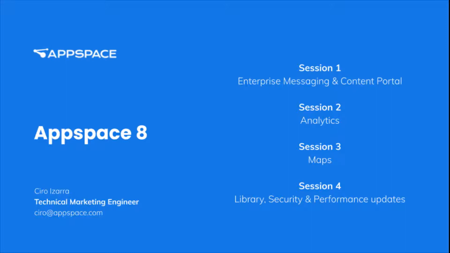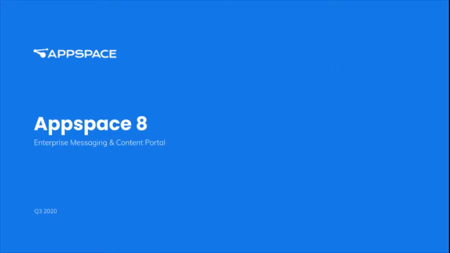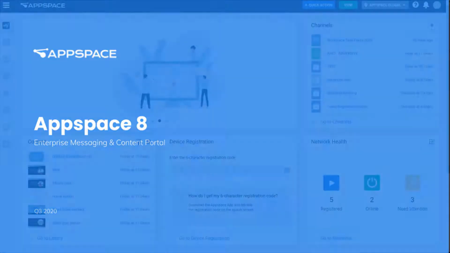This is the first session of 4, which are the Appspace Content Portal and Enterprise Messaging integration, the new Analytics module, the new Maps module and its integration with the Schedule Board card, and the new Content Library and general platform security and performance updates. This session is focused on the Appspace Content Portal and Enterprise Messaging integrations.